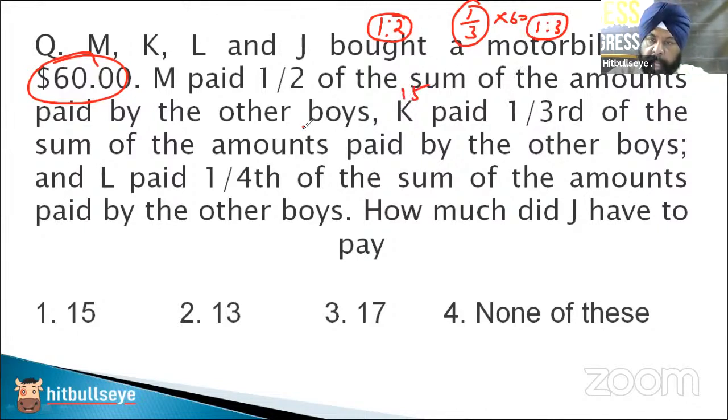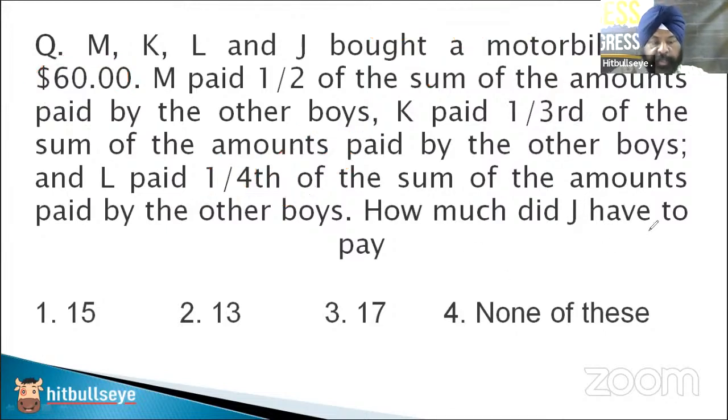And similarly, L and rest have a ratio of 1:4. L is 1/4 of the rest, means L and rest of the people have a ratio 1:4, means if total is 5, L has a share of 1. So L is 1/5 of the total and 1/5 of the 60 is 12. When you add this, it becomes 47 and the remaining share is of J.